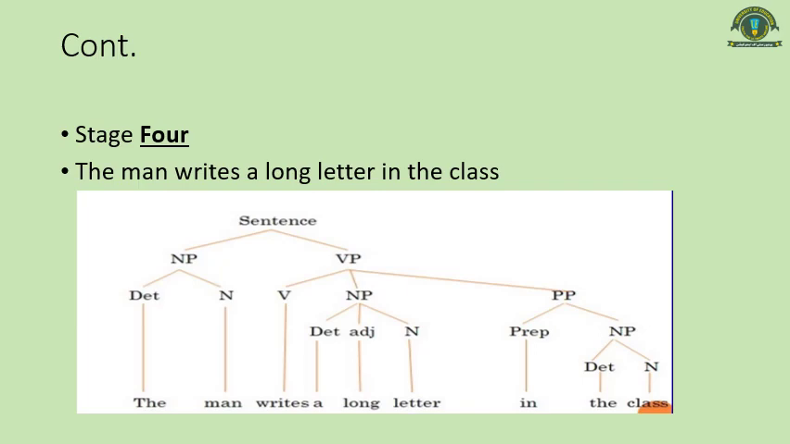In the class, in is a preposition, the determiner, class noun. Determiner and noun, by joining together, are making a noun phrase. In preposition, now preposition and the noun phrase, by joining together, are making a prepositional phrase. And the prepositional phrase and noun phrase, by joining together, are making a sentence.